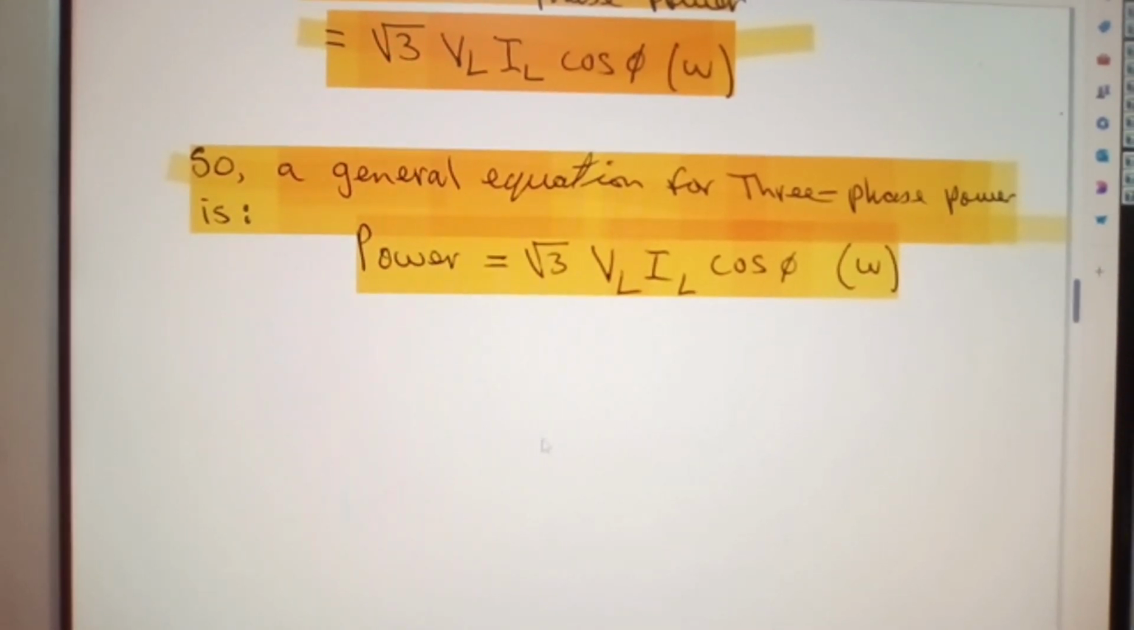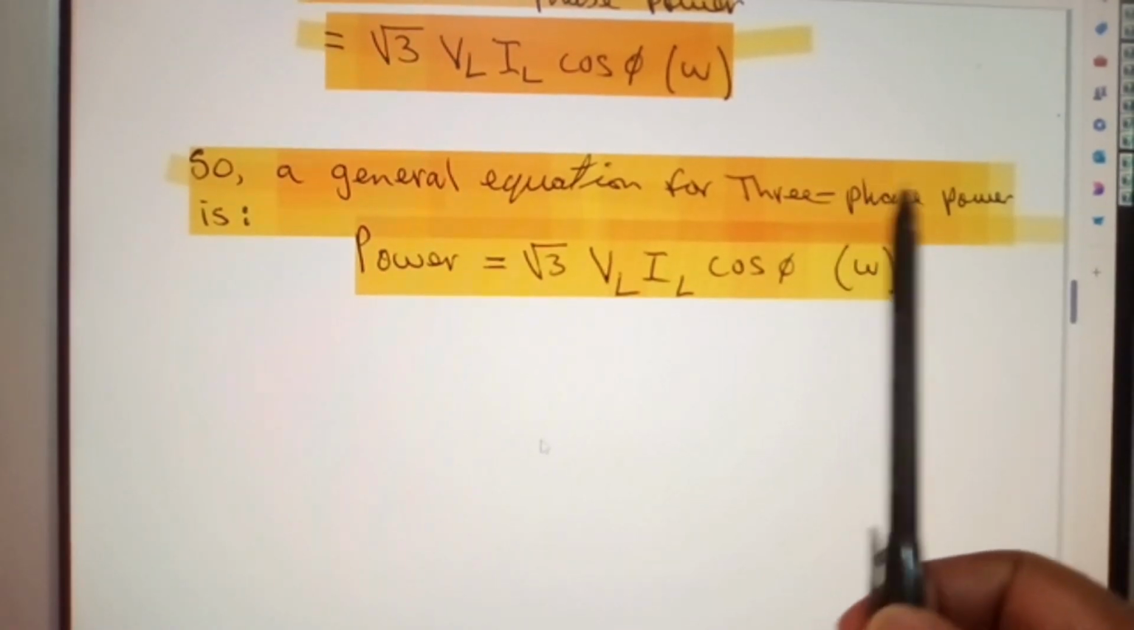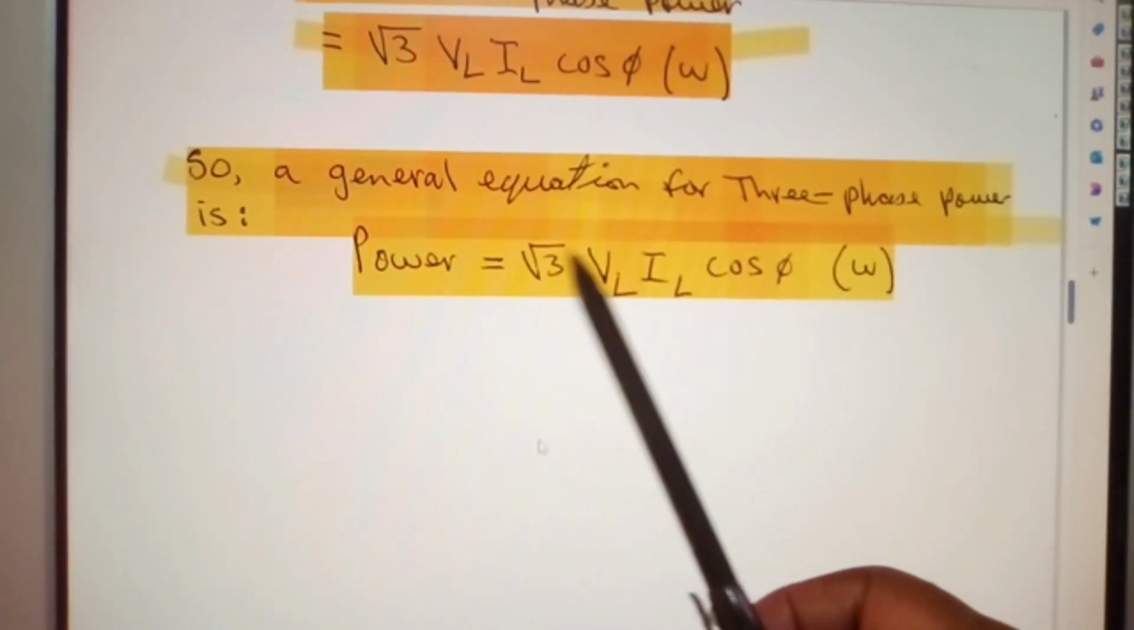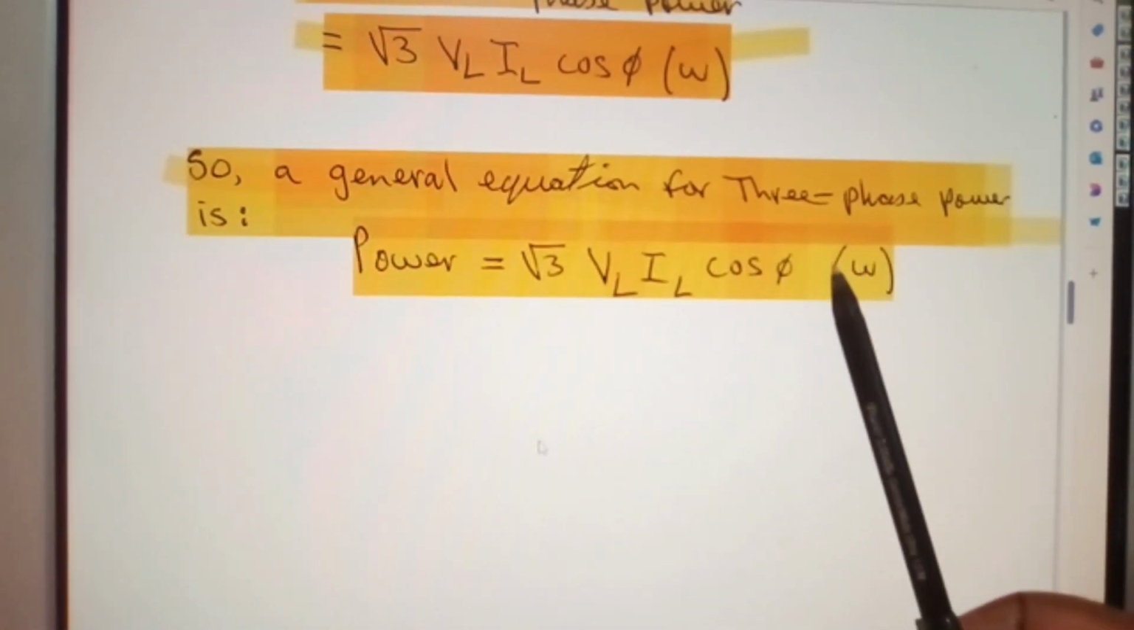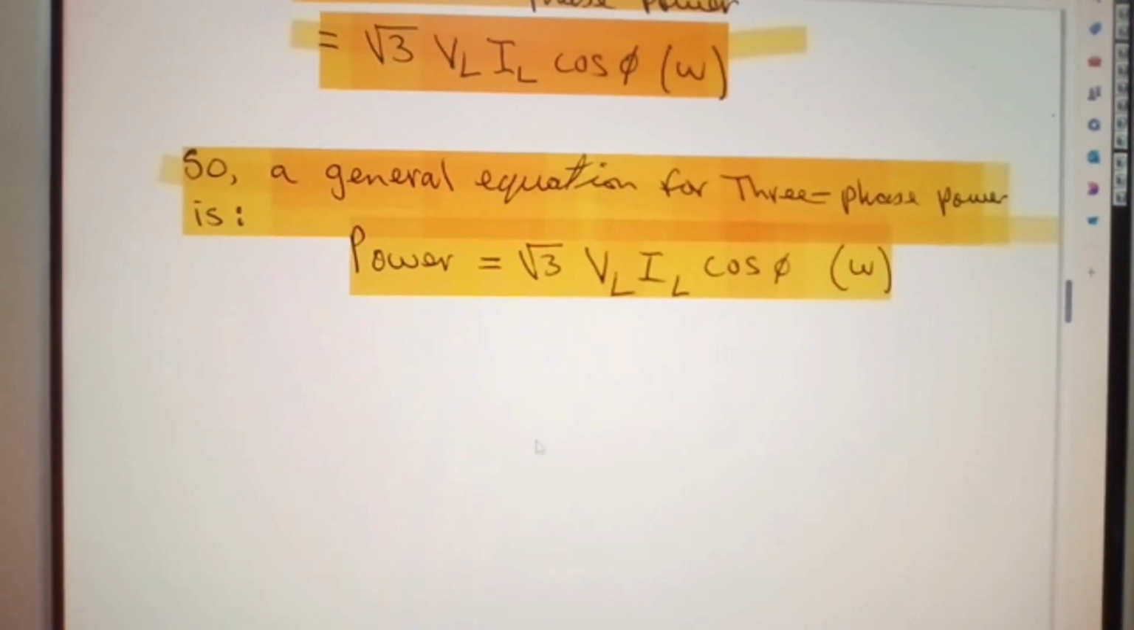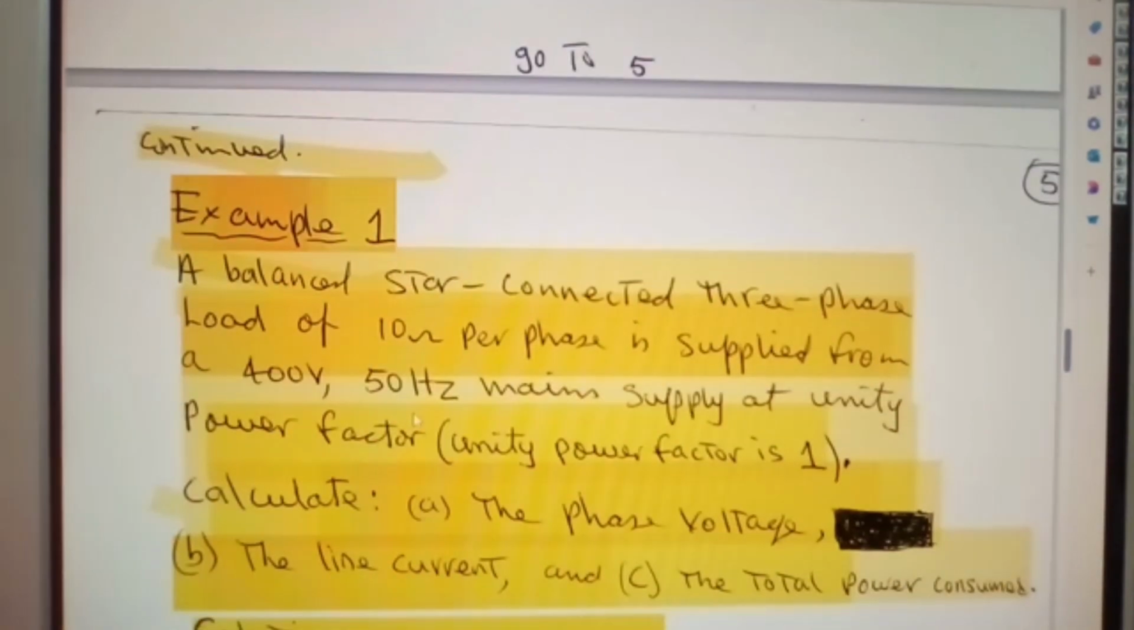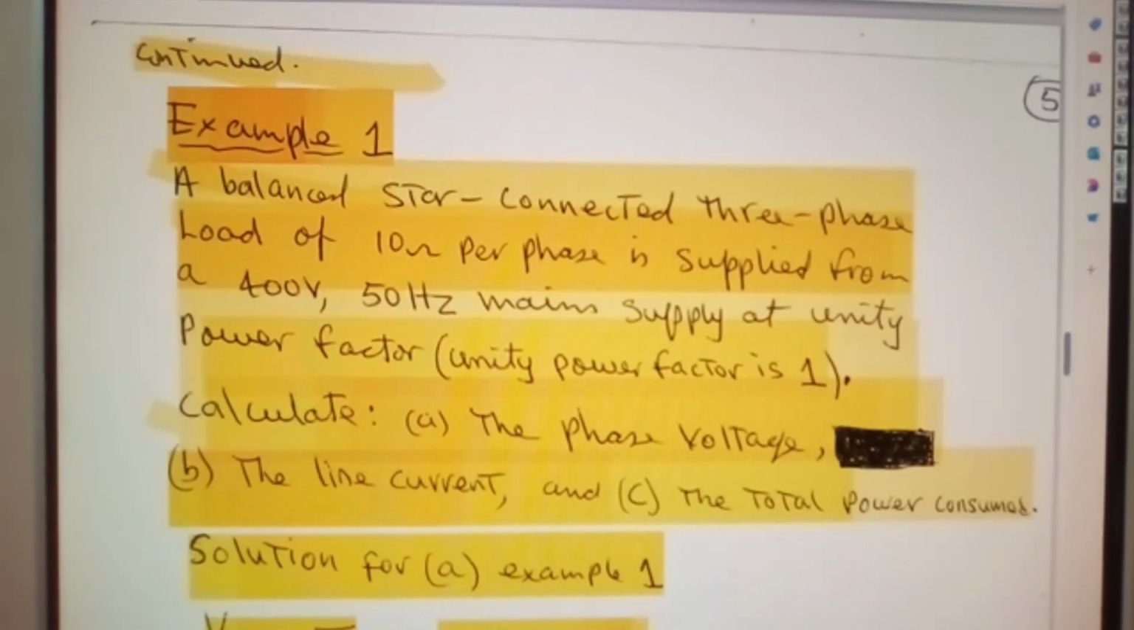A good general equation for three-phase power is power equals square root of 3 VL IL cos theta watts. Now let me do an example for you, okay?